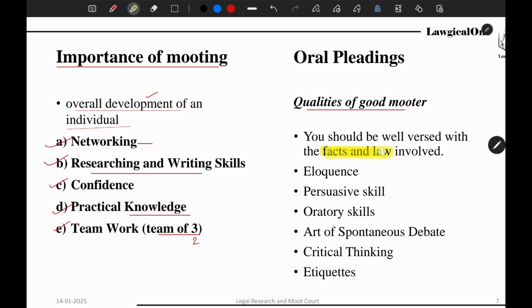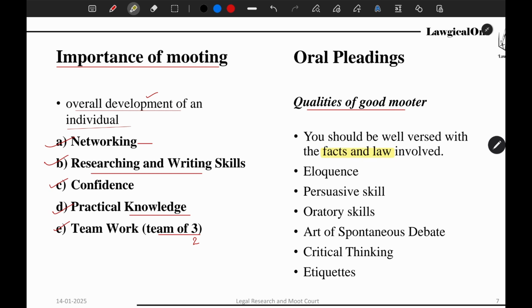Suppose you don't know a point that is written in your memorial, in your proposition, and the other party twisted it and used it against you, then how will you be prepared to argue in contrary to what the other person said? You can't do that, right? So you should know what are the facts and law involved.